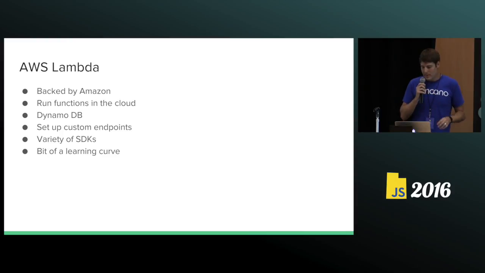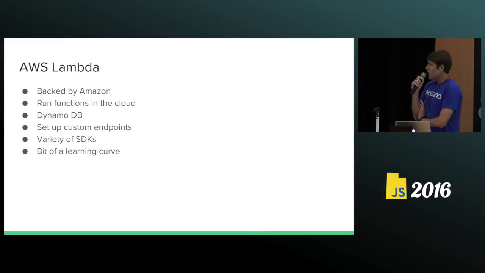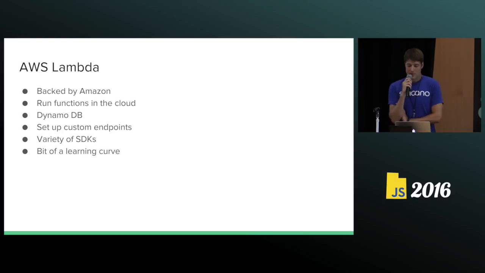So I wanted to go in depth a little bit about a few of these. So one is AWS Lambda, like I mentioned, and so the benefits of going with them, they're backed by Amazon, so they're not going anywhere. They have functions that can be run in the cloud. They have DynamoDB, which is easy to use, and typically how their service works, you set up some kind of custom endpoint that you can run this code through, and they have a variety of SDKs that you can use.